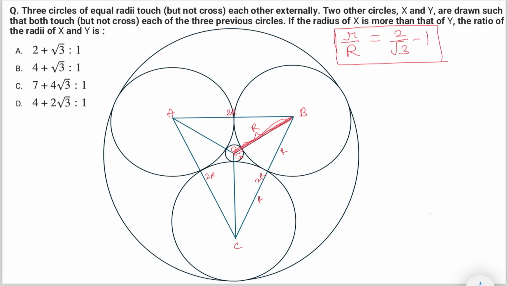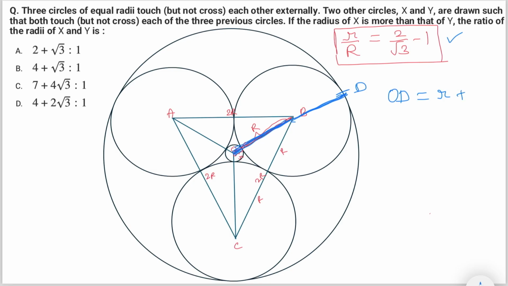And now I have highlighted the result r by R here. r by R is 2 by root 3 minus 1. The last part of the question demands the ratio of the radii of x and y. Suppose I call this point D. OD is the radius of the big circle x, right? And now if you observe closely, this OD, the radius of the bigger circle x, is nothing but small r, the radius of your smaller circle, plus capital R twice.